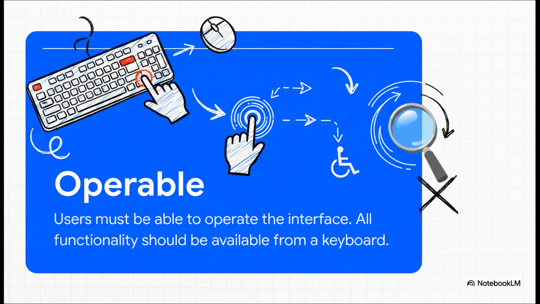Next is O for operable. Can people actually use your website? Can they click the buttons and navigate the menus? A huge piece of this is making sure that anything you can do with a mouse, you can also do with just a keyboard. That is absolutely critical for so many users.